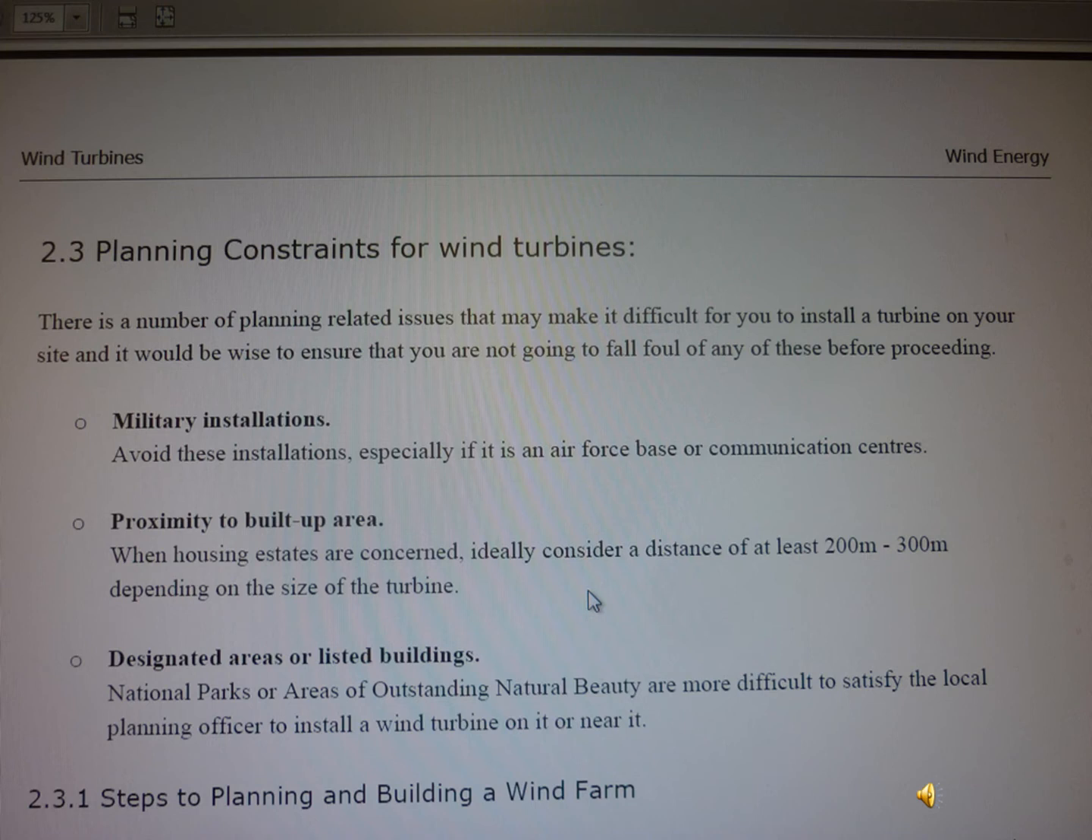When housing estates are concerned, ideally consider a distance of at least 200 meters to 300 meters, depending on the size of the turbine. A designated area or the like requires surveillance. National parks or areas of outstanding natural beauty are more difficult to satisfy the local planning officer to install a wind turbine on or near. So those are the planning constraints for the wind turbine.